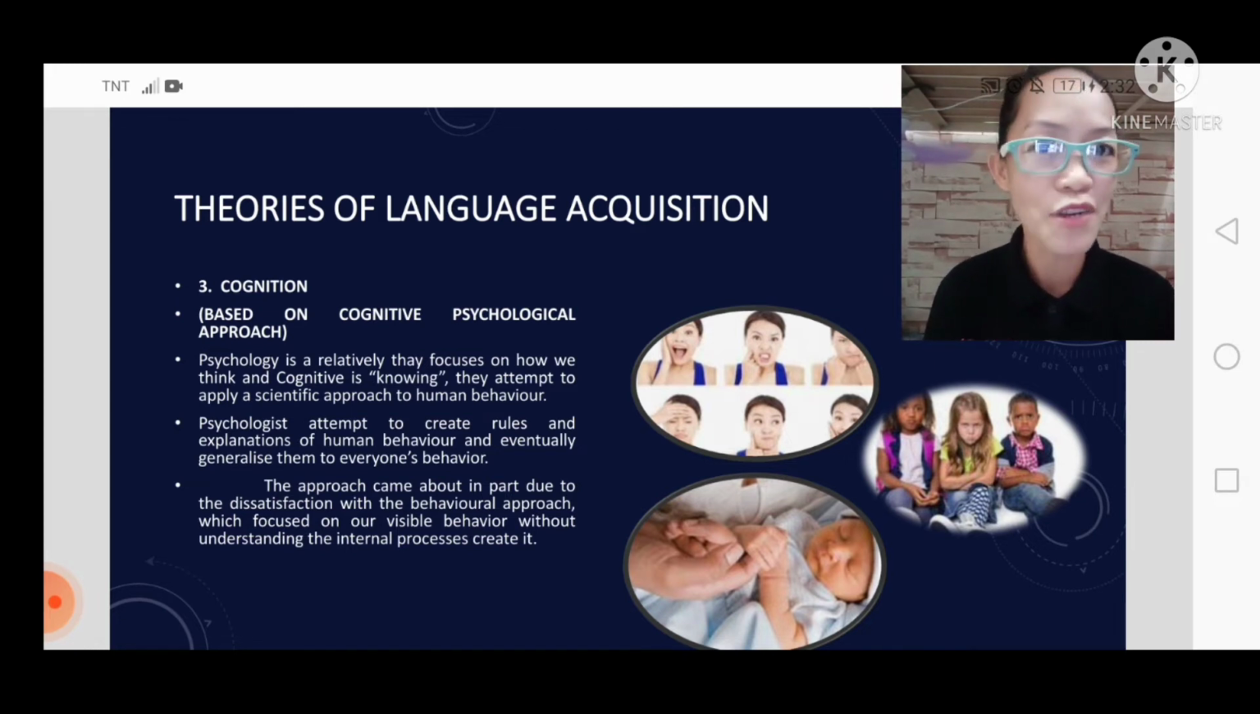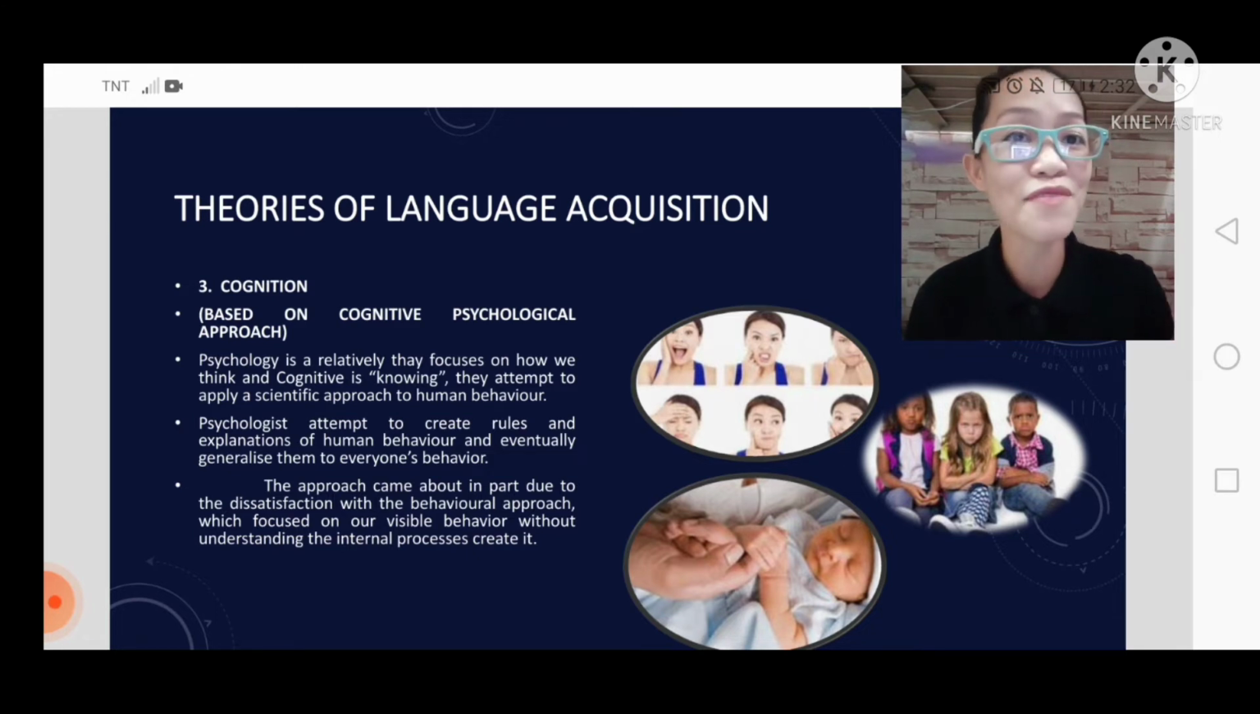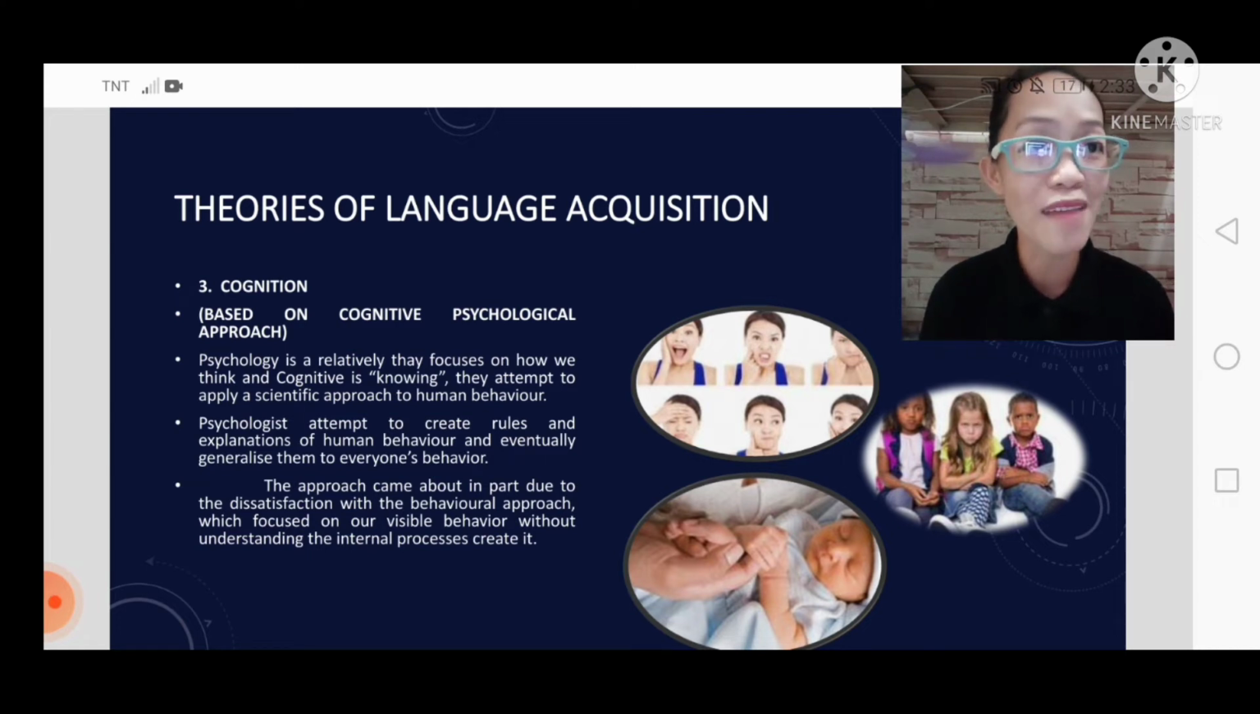We have to tackle first the psychology, which relatively focuses on how we think, and cognitive is knowing. They attempt to apply the scientific approach to human behavior. Psychologists attempt to create rules and explanations of human behavior and eventually generalize them to everyone's behavior. The approach came about in part due to dissatisfaction with the behavioral approach, which focused on our visible behavior without understanding the internal processes that create them.